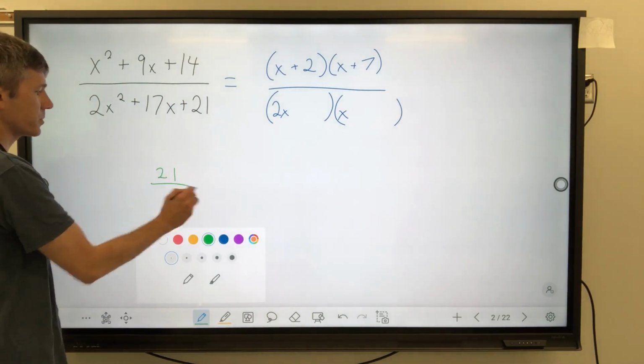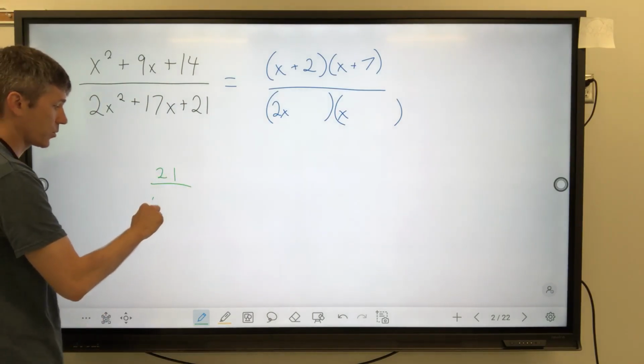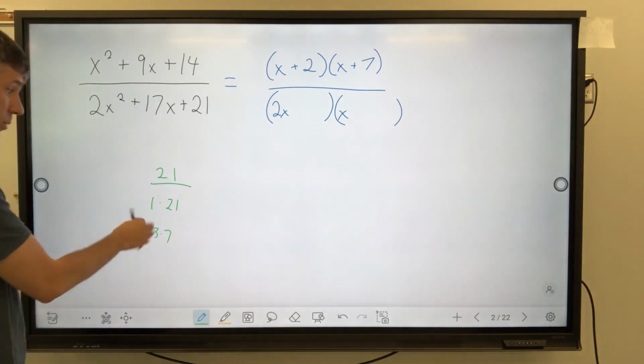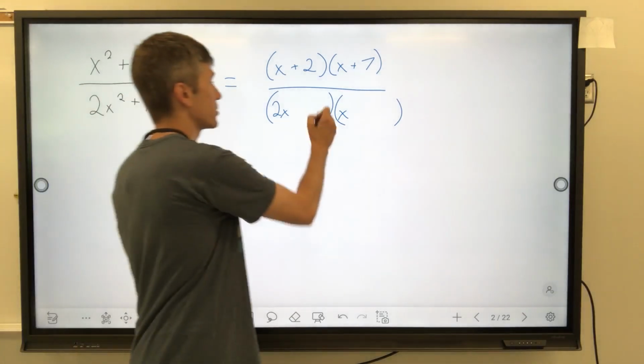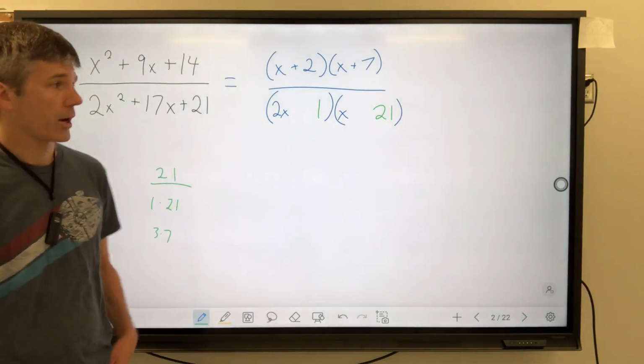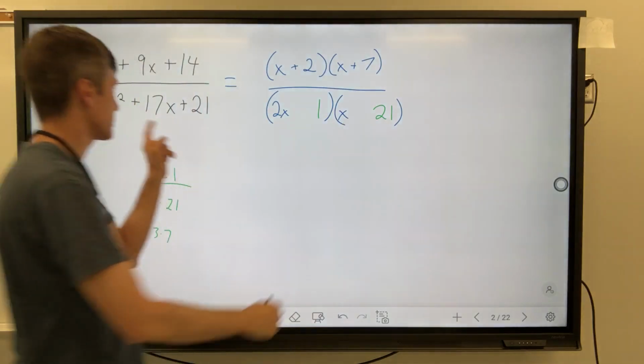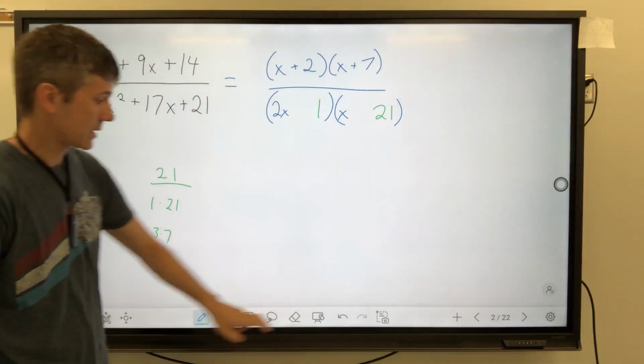I need two numbers that multiply to give me 21. I could go with 1 times 21. I could go with 3 times 7. Now to get technical, I could reverse those. I'm going to start with 1 and 21. It's going to be not right. 42 plus 1 is not 17. Yeah, good luck with that one.